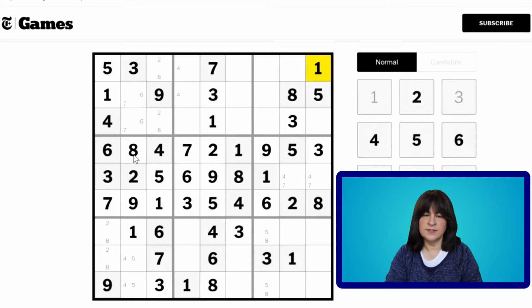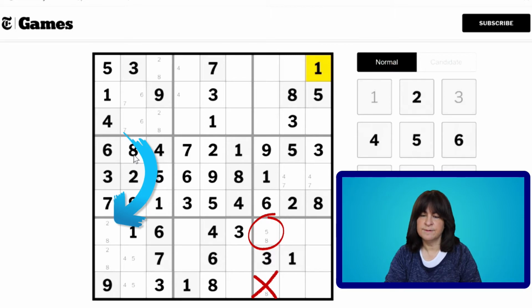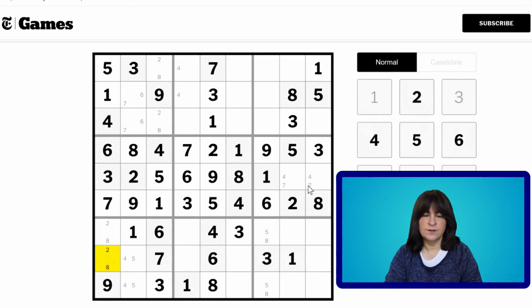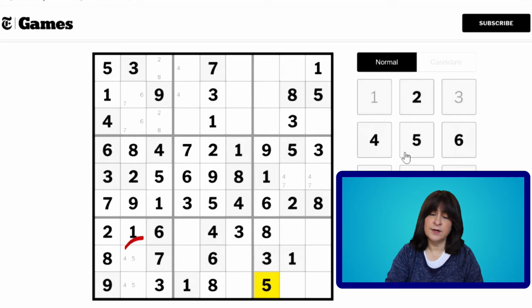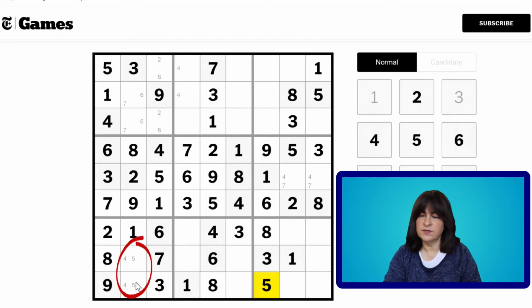And so that means this cell in block 7 in the same row can't be an 8. So therefore this has to be the 8, which means this number is the 2. And let's fill this in. This is an 8. I should have filled that in first, and now this is the 5. And now this 4-5 matching pair is resolved. This is the 4, and this is the 5.